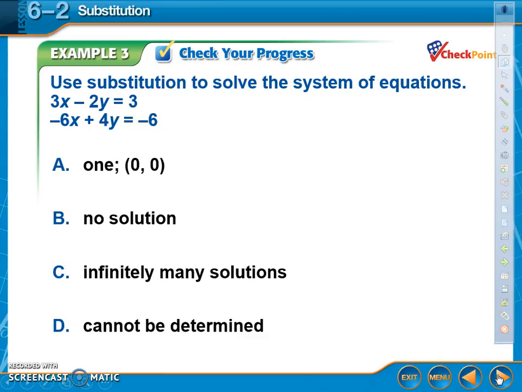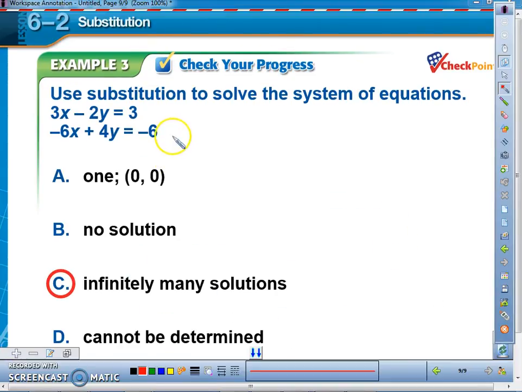Distribute, good. Let's have a question right here. Go ahead and work this out, and let's see what you come up with. All right, let's see what it is. Infinitely many. So this is different than the no solution. So let's take a look at it and see how we got there.